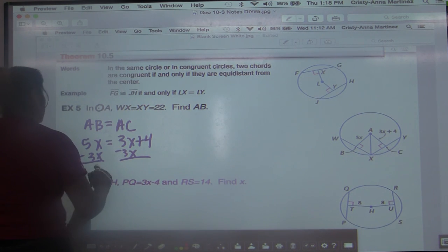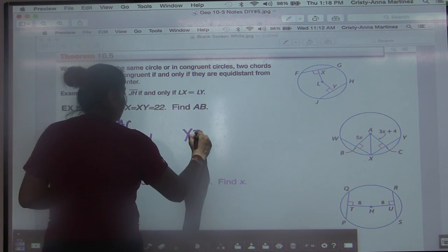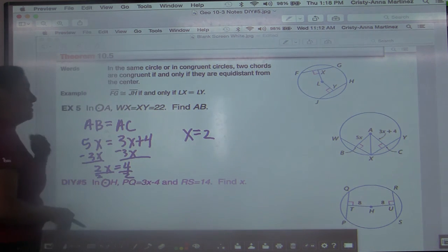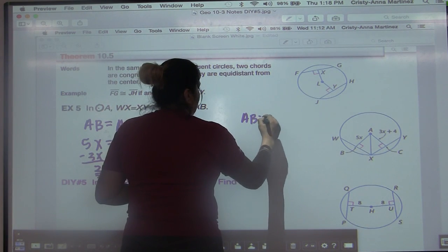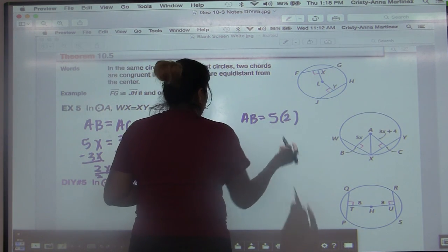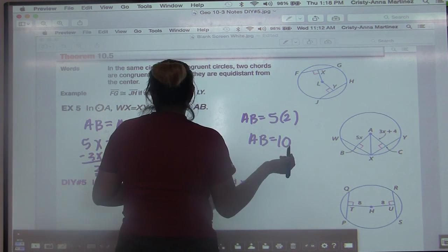And 5x minus 3x is going to give you 2x equal to 4. And if you divide both sides by 2, then we're going to get that x equals 2. But again, they're not asking us to find x. They're asking us to find the length of AB. And since AB is equal to 5x and x is 2, then that means that AB is 10 units long.